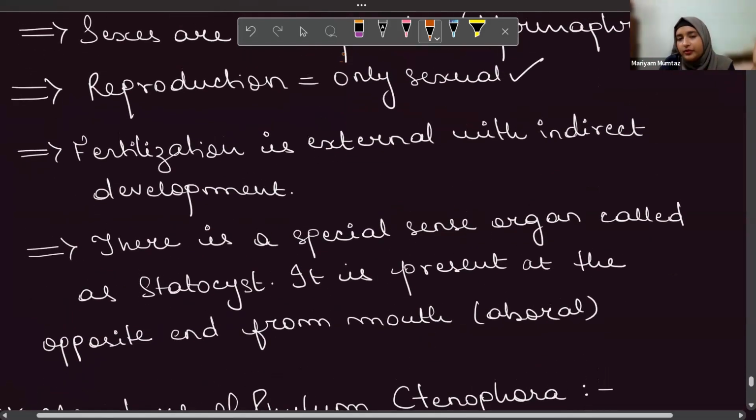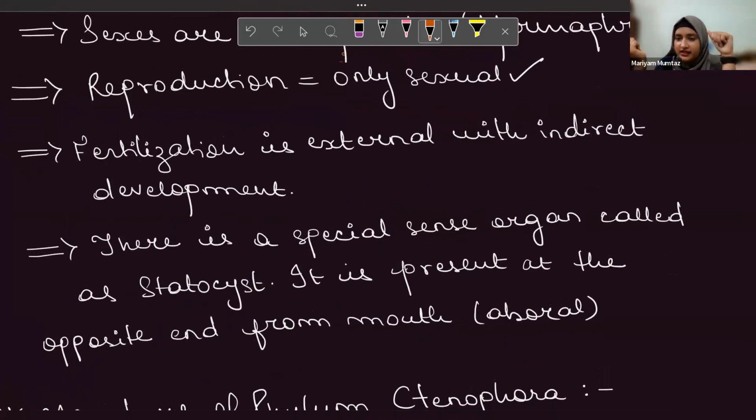Now, since sexual reproduction is taking place, mostly sexual reproduction is accompanied by internal fertilization. But here, the fertilization is external, meaning it takes place in the water. So just imagine the reproduction is sexual. Oh, see, now I understand. Both the male and the female parts are present in one individual, and the fertilization is external, meaning both of the gametes are being released in the water only. And then they are getting fused. That is why the fertilization is external and the reproduction, since gametes are involved, is sexual.